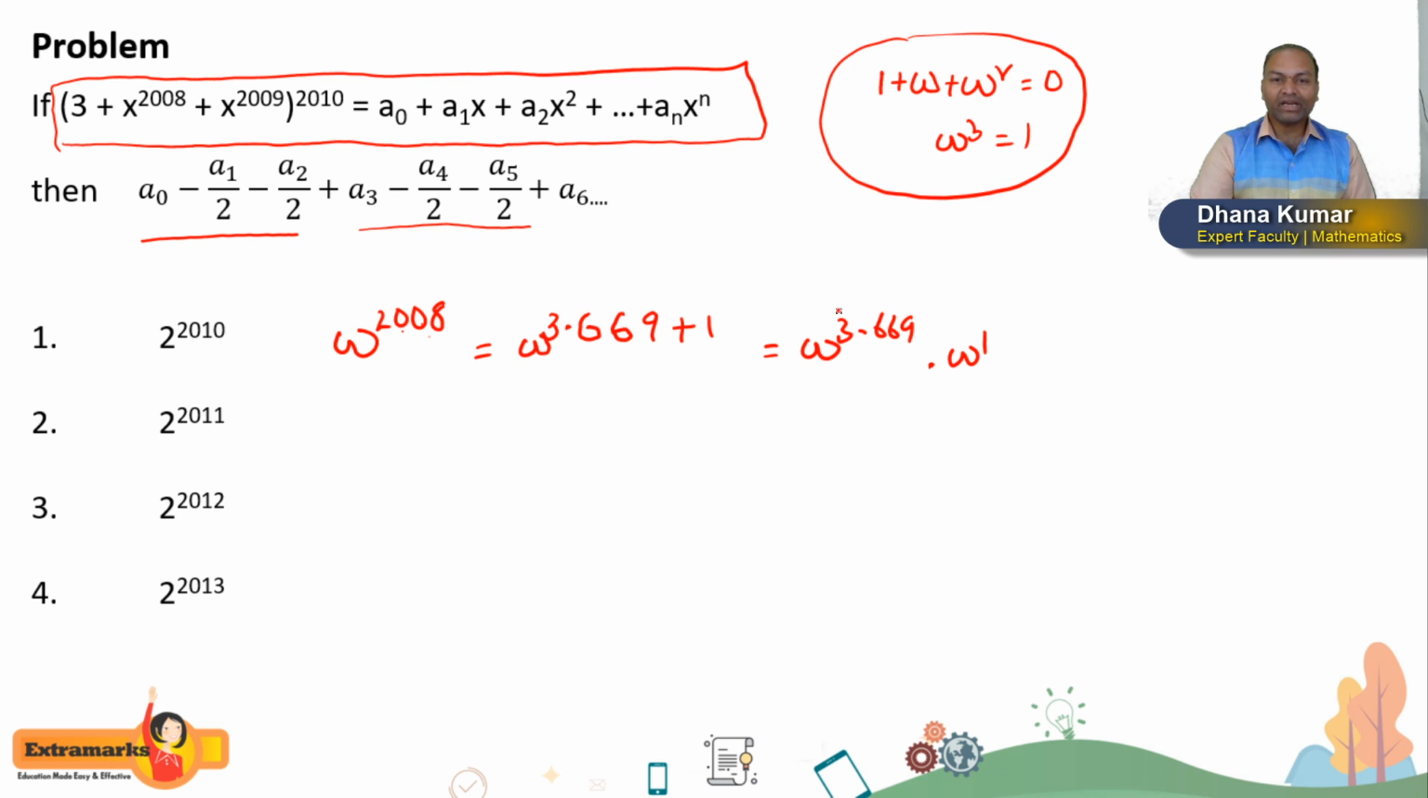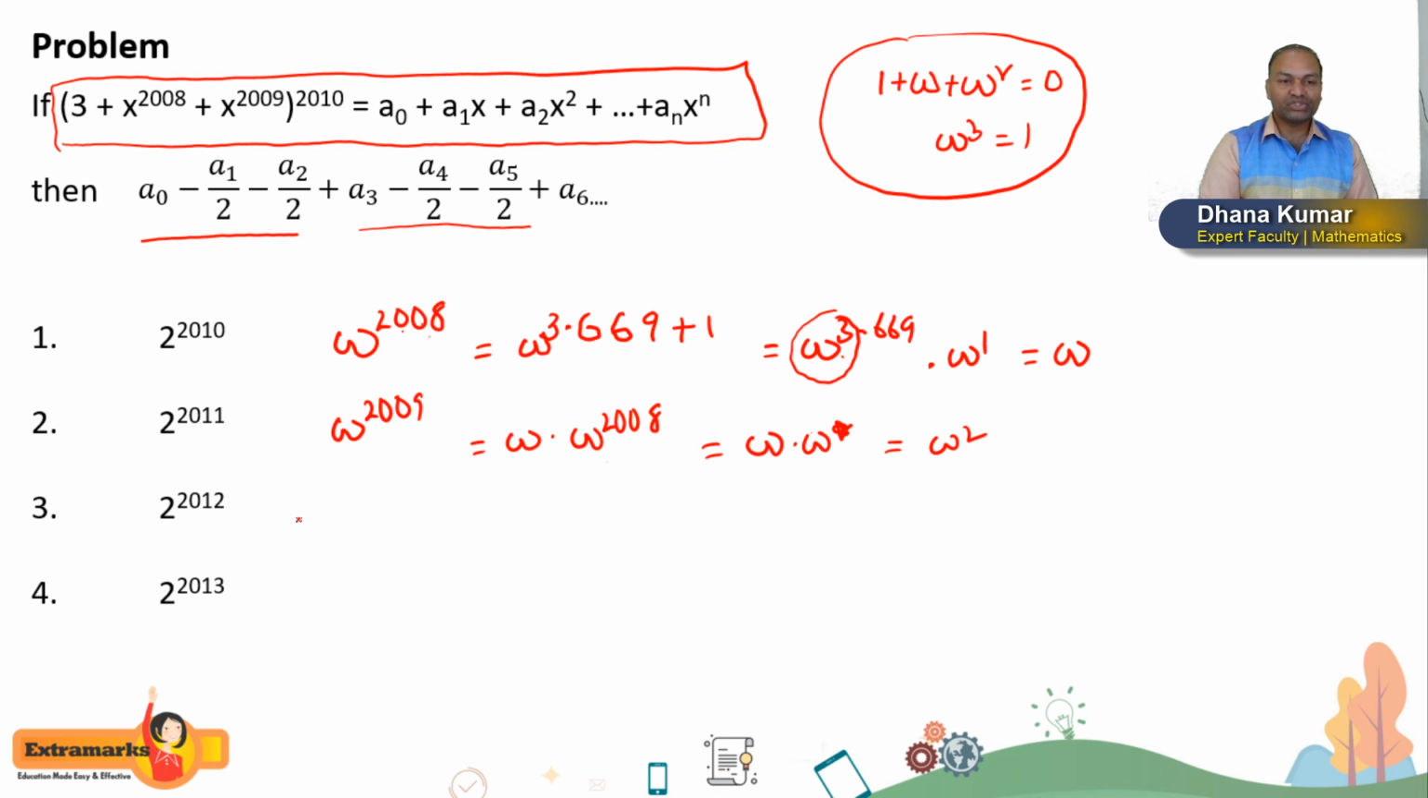Fine. So omega cube value is what? 1. 1 power anything is 1. That is equal to omega. Right. What about omega power 2009 value? This can be written as omega into omega power 2008. So that is equal to omega into this value omega. Omega into omega, omega square. Fine. Next, I am calculating one more value.